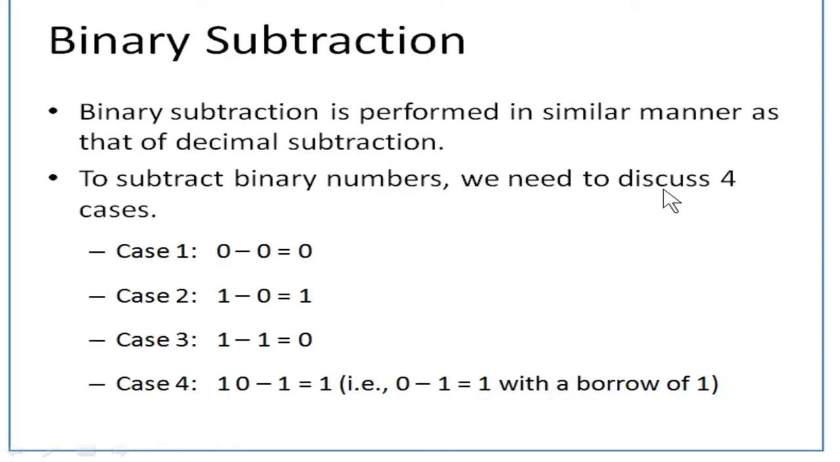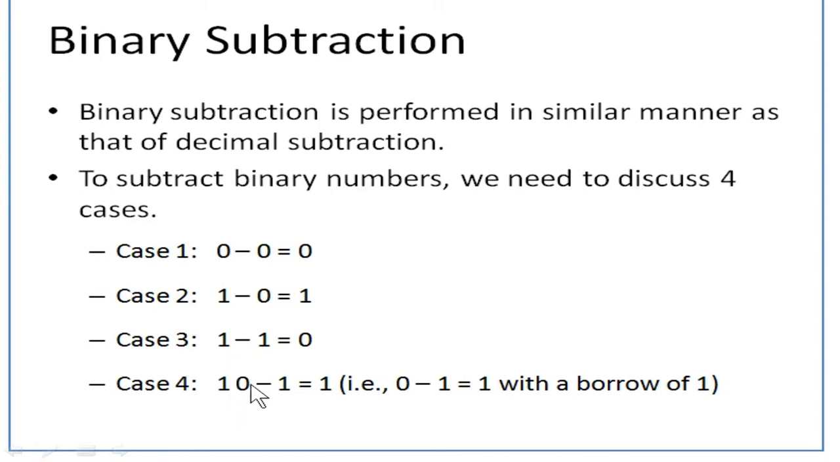Now we are going to the subtraction. Binary subtraction is performed in a similar manner to decimal subtraction. Normally you would have done decimal subtraction. We have to remember how to do subtraction, because subtraction is a little more complicated than addition. You need to know the 4 cases to subtract binary numbers. The first case is 0 minus 0 is 0. Case 2 is 1 minus 0 is 1, and case 3 is 1 minus 1 is 0. So those 3 cases are normal.